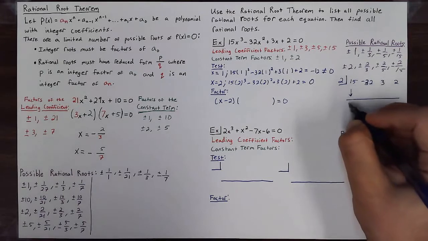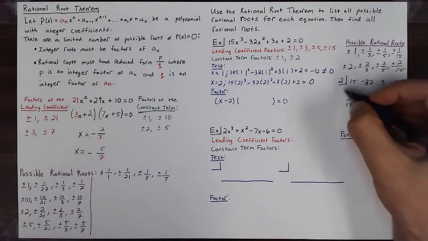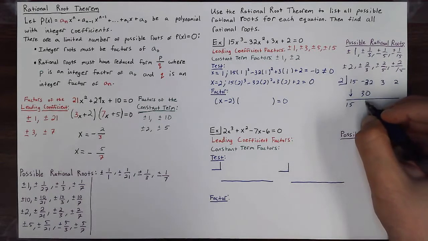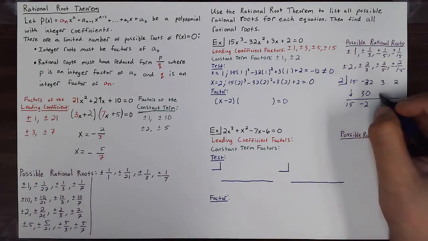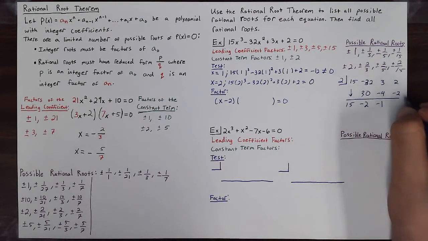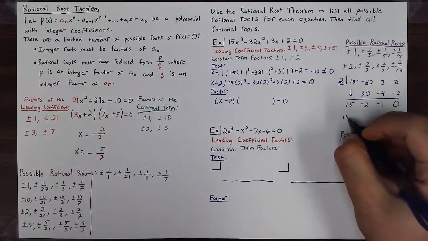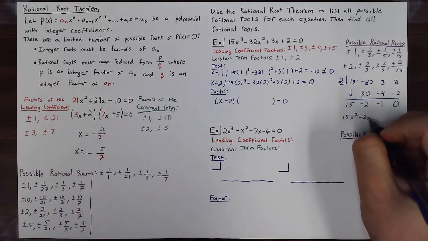Drop that 15. 2 times 15 is 30. Negative 32 plus 30 is negative 2. 2 times negative 2 is negative 4. 3 plus negative 4 is negative 1. 2 times negative 1 is negative 2. 2 plus negative 2 is 0. It definitely is a factor. And I'm left with 15x squared minus 2x minus 1.